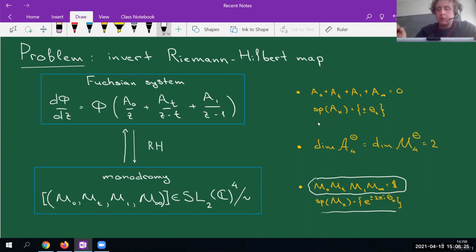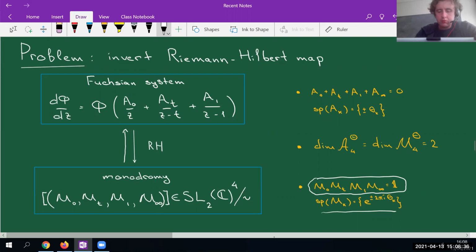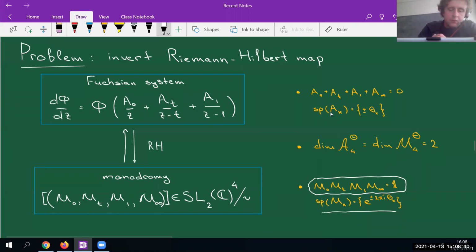Right. And let me stress perhaps once again, I have said it already the last time, but I think it is an important point to understand: we don't want to solve for phi. We don't want to find the fundamental matrix phi. We really want to find the differential equation for phi, which is a simpler problem.